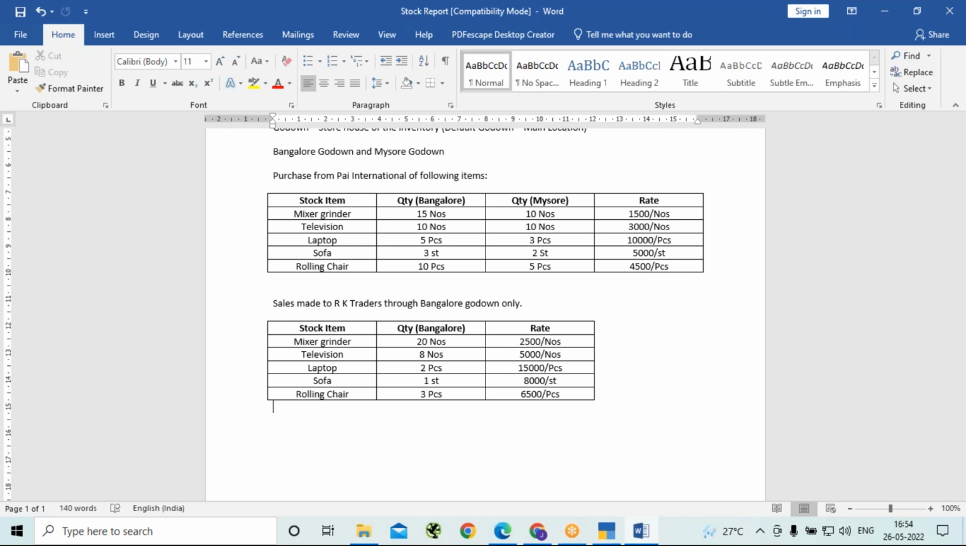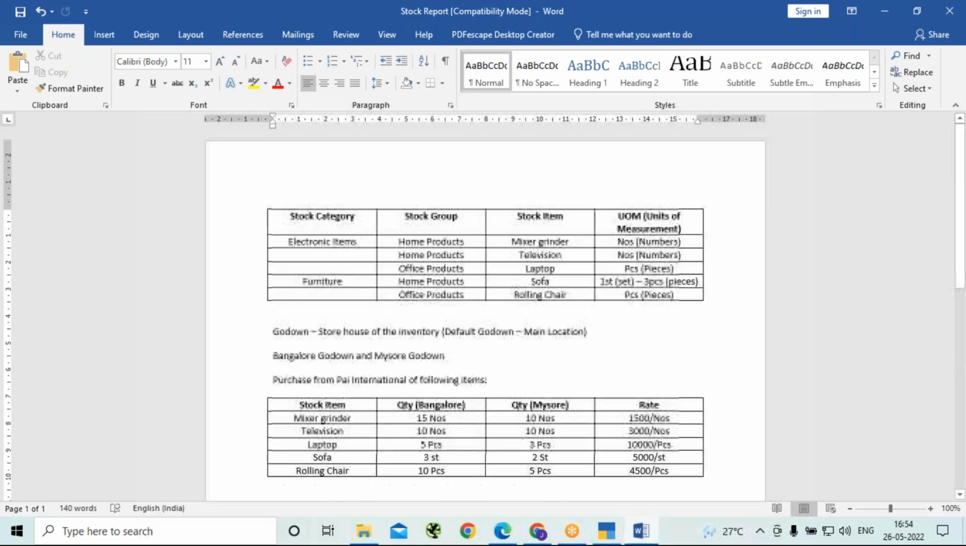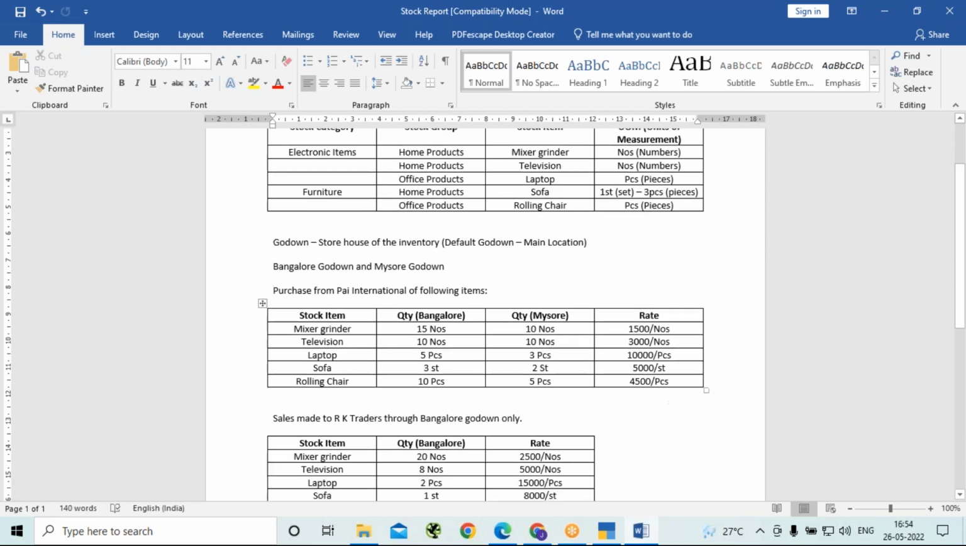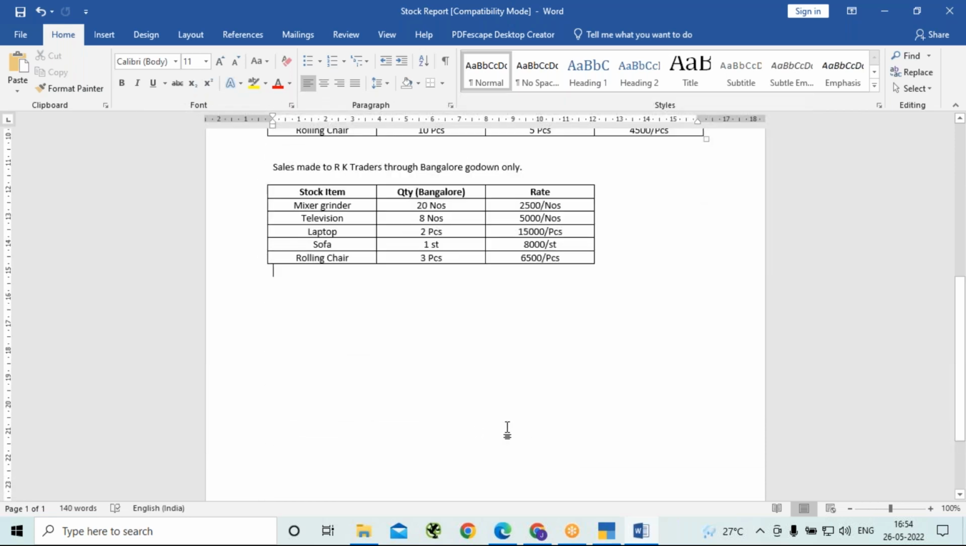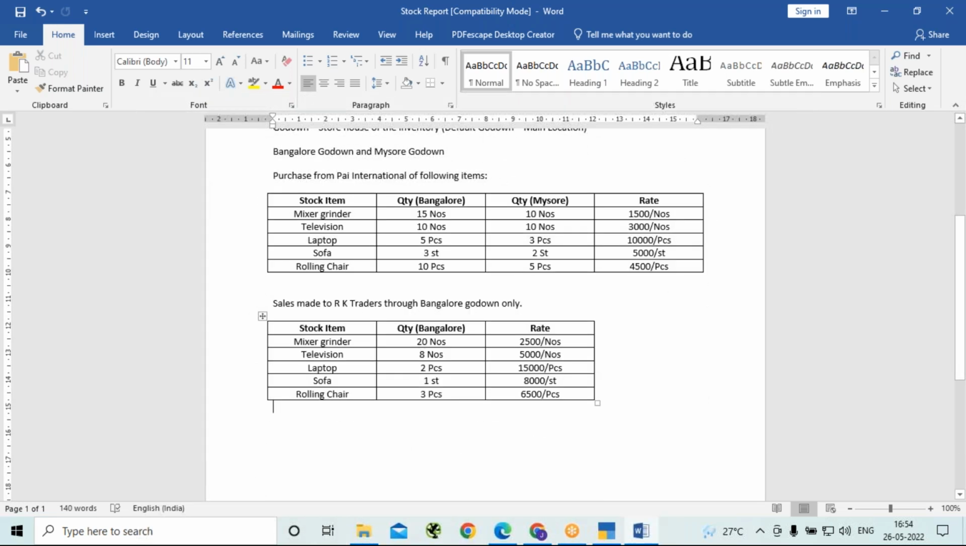Okay, is everyone clear with this? The explanation we have on stock category, stock group, stock item, then units of measurement. Yes, sir. So here the quantity is nothing but units, how many units we are going to purchase and how many units we are going to sell. Okay, so let's assume this and we are going to pass the transactions in Tally.